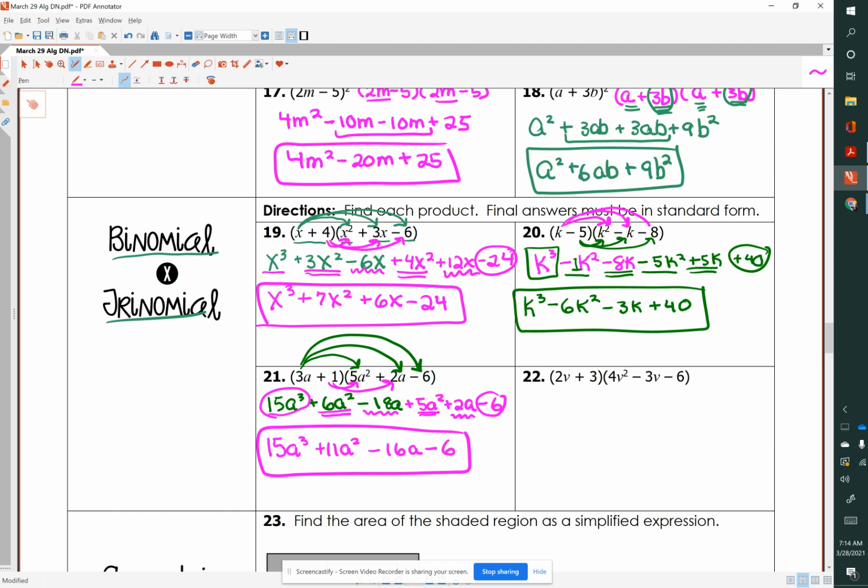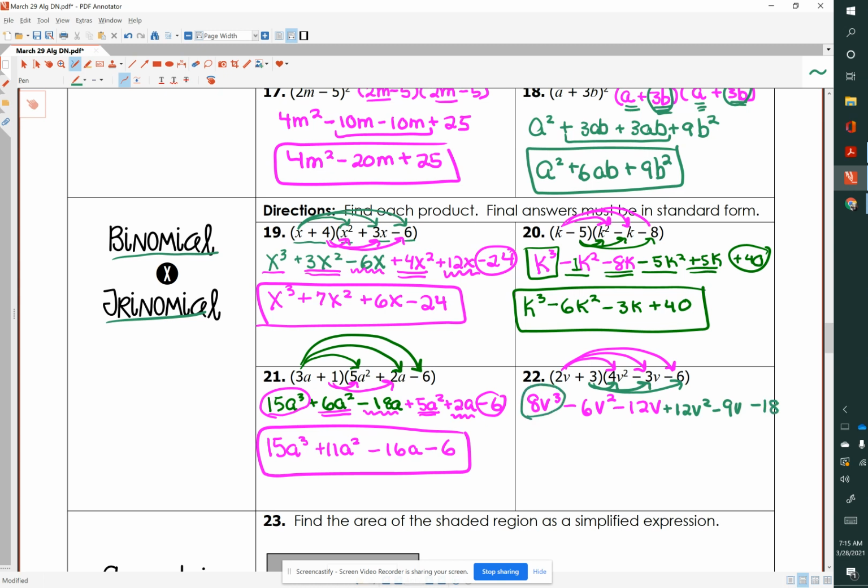Okay, number 22. 2v times 4v squared is 8v to the third. 2v times negative 3v is negative 6v squared. 2v times negative 6 is negative 12v. 3 times 4v squared is a positive 12v squared. 3 times negative 3v is negative 9v. 3 times negative 6 is negative 18.